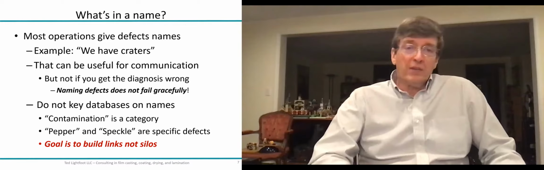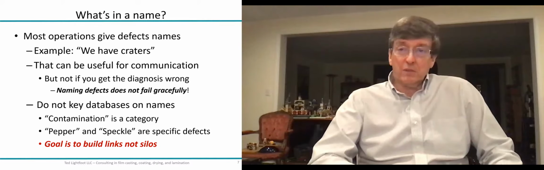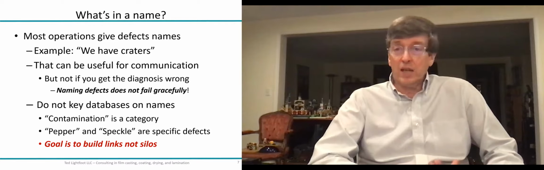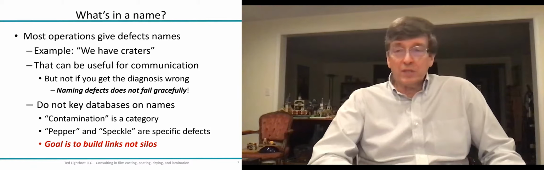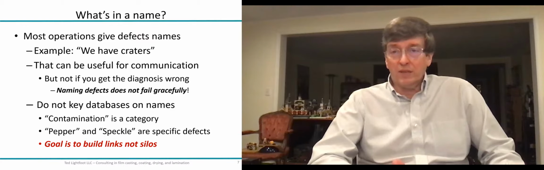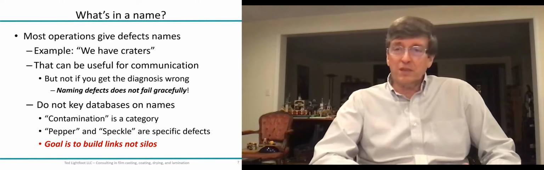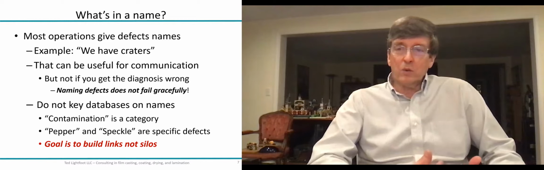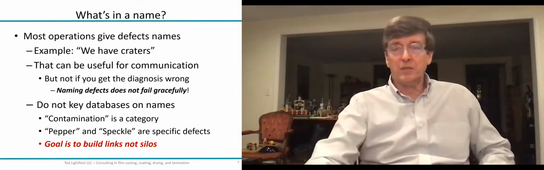So if you're going to have a database, you do not want to key the database on the names that people give to defects. You want to key that database on categories and attributes, classes. So, for example, contamination would be a category of defects. Something like pepper or speckle are specific defects. And the goal is to build links, not silos. So you want to structure the database with keys that are at least a couple levels up from the individual names of defects.